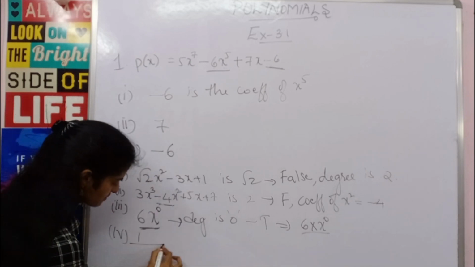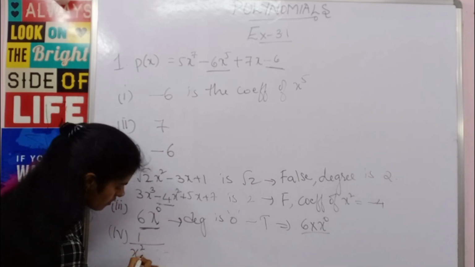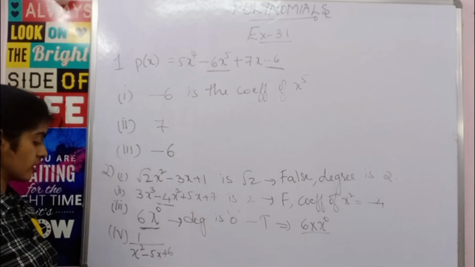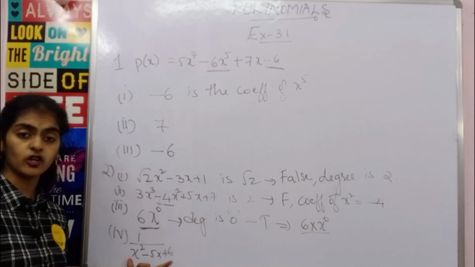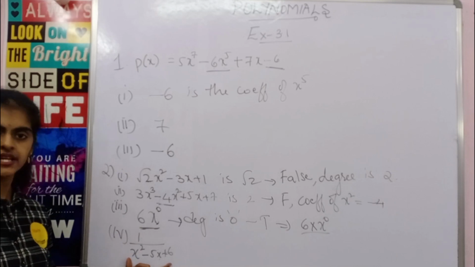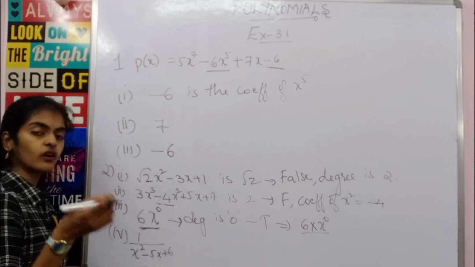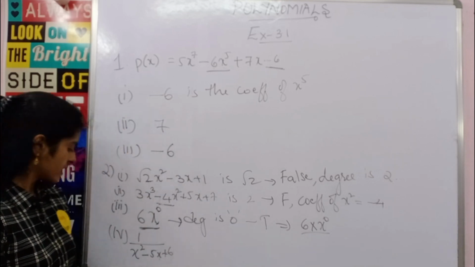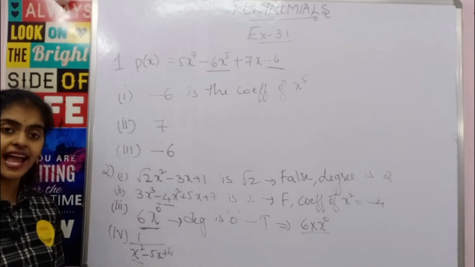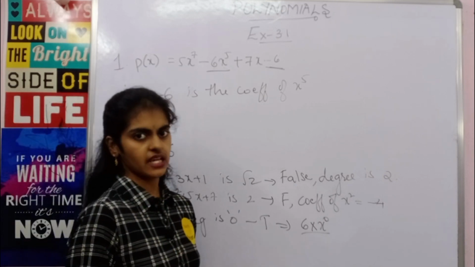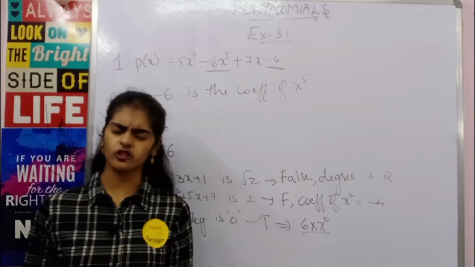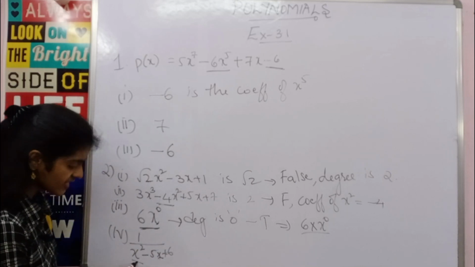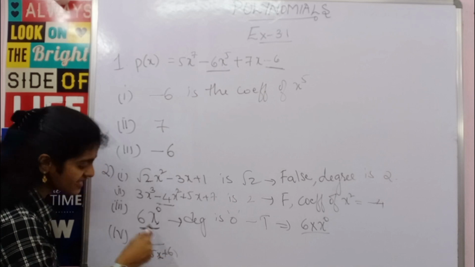1 by x to the power 2 minus 5x plus 6 is a quadratic polynomial. Tell me if this is a quadratic polynomial. No, it is not. Why? Because the definition of polynomial states that all the variables should have non-negative integral power. This we have learnt very clearly with a lot of examples in the concept video. Here you can see the entire polynomial is in the denominator.